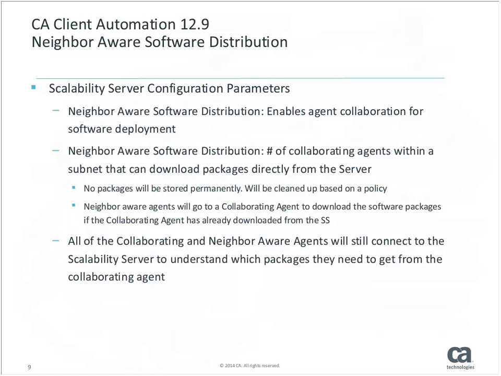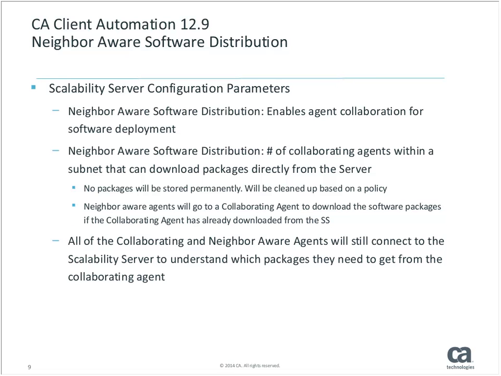So these are some of the configuration parameters that you will be defining for neighbor-aware software distribution. First of all, you turn it on. You say you want to use it, and then you define the number of collaborating agents within a subnet that are going to participate. The packages are not stored permanently. The next slide I will take you through setting up the configuration to manage those packages on your collaborating agents. Now, all of your agents on a subnet will still connect to the scalability server to find out what payloads they need and where the collaborating agent is that has it so that they can go get that package from a neighbor.